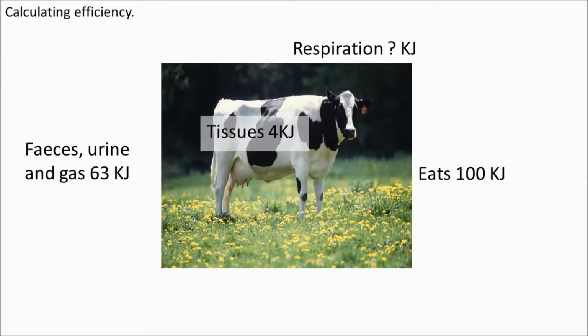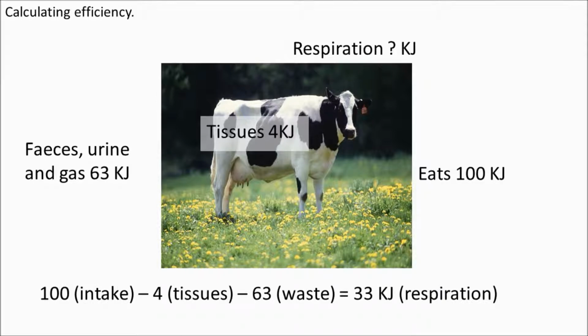Okay, let's do an efficiency calculation, shall we? Right, this cow eats 100 kilojoules, 100,000 joules, 4 kilojoules of which are used to build up the tissues, and 63 of which leave the cow as waste. So to work out how much energy is lost in respiration, we do 100 minus 4 minus 63, and the remaining 33 kilojoules is used in respiration.